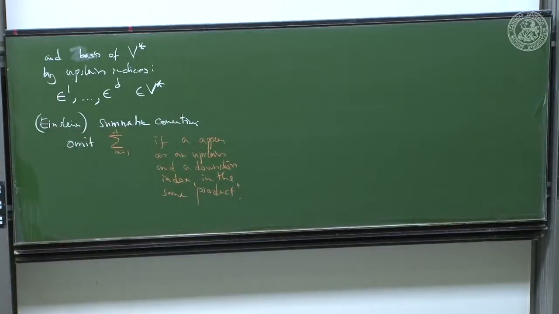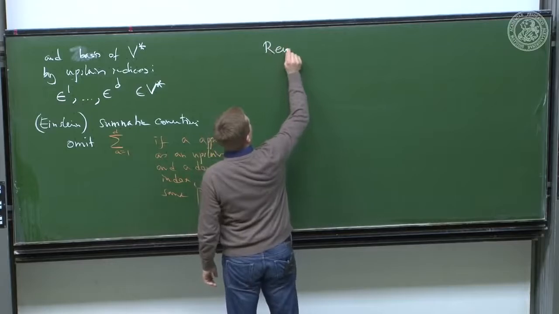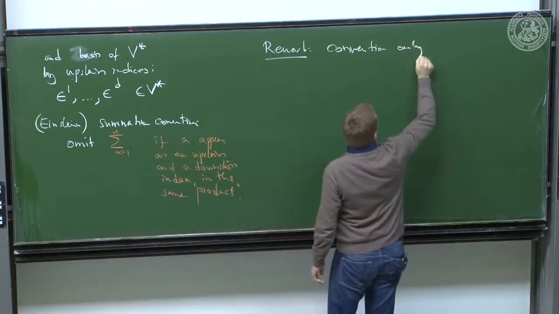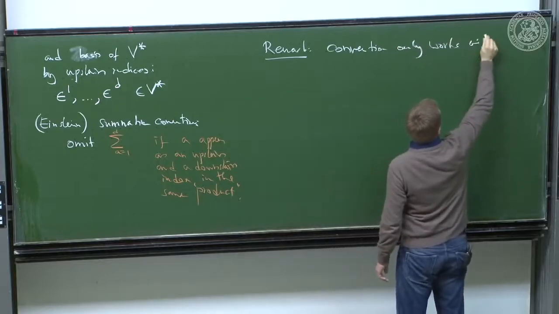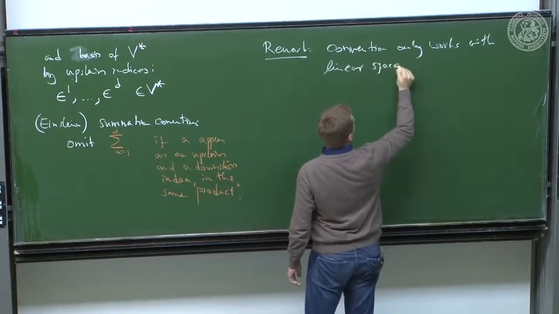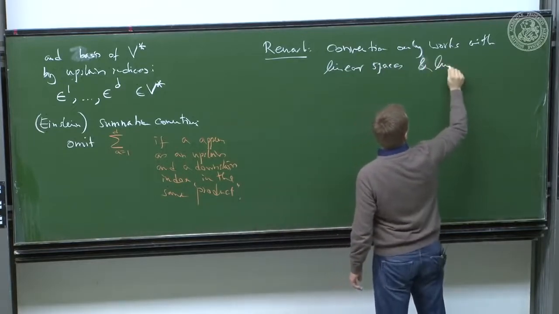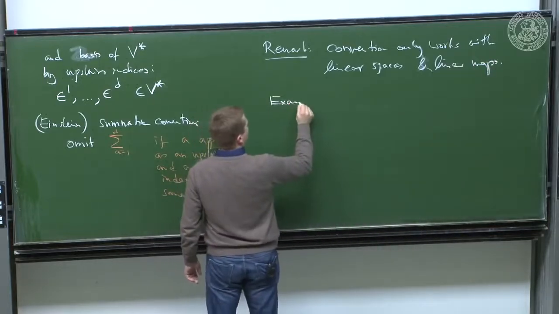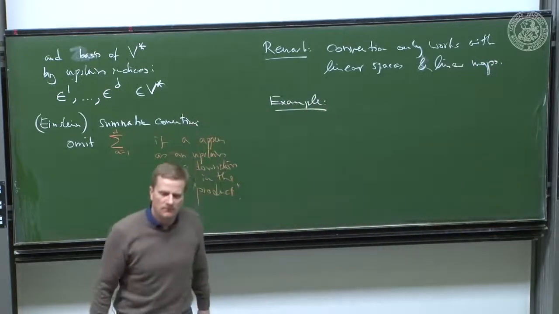Now, there is one remark, again, with conventions, you could easily think, oh yeah, let's always do this in all branches of mathematics. It's a good convention because it saves chalk. But in fact, the convention only works, remark, only works with linear spaces, and in particular linear maps. I provide one very basic example, which, however, says it all.